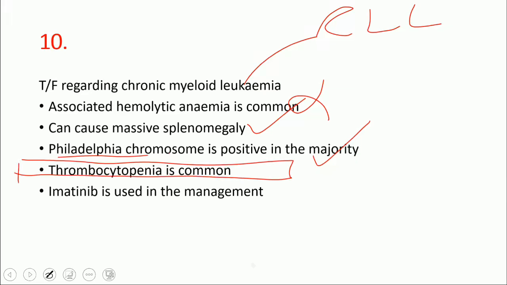We'll talk about thrombocytopenia. You can get thrombocytopenia, but it's not common. No point in talking about that. Right. How you treat chronic myeloid leukemia is with imatinib. Right? It's a tyrosine kinase inhibitor.